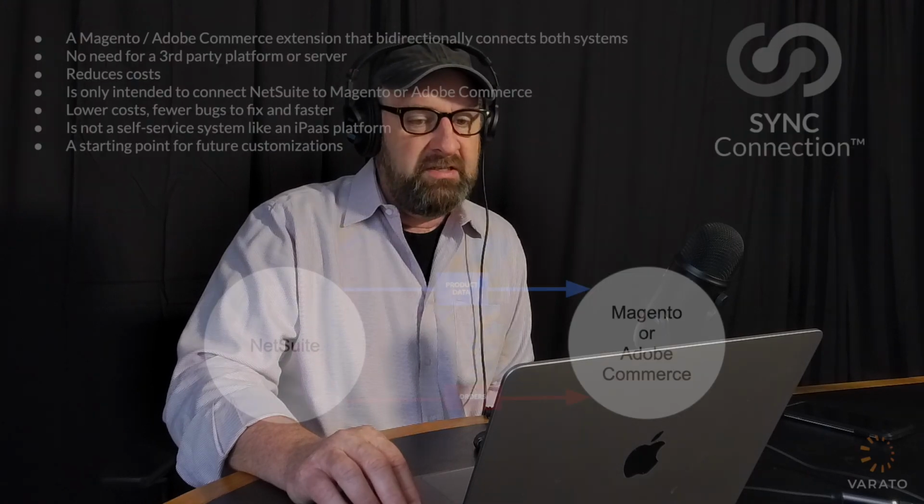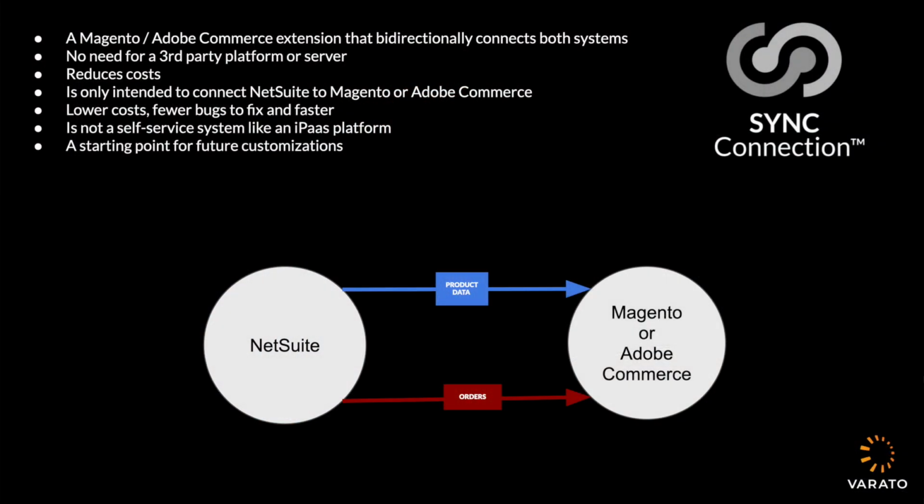The next is Sync Connection. This is our tool that we built probably 5 or 6 years ago. We started working on it. There's a lot of companies using it now. The beauty of it is really its elegance and its simplicity. It's an extension that runs on Magento. Where Celigo's NetSuite native, ours is Magento native. We built it on Magento.